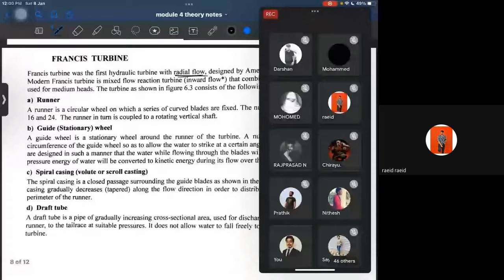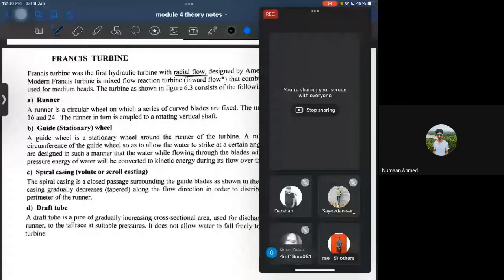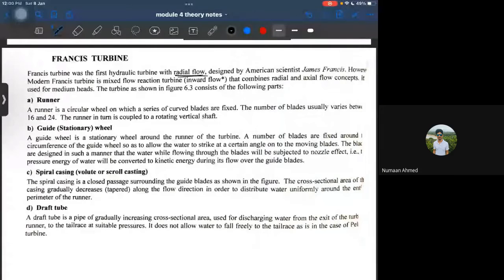So Francis turbine was the first hydraulic turbine with the radial flow design, which was designed by the scientist James Francis, and hence it is called a Francis turbine. However, you know that the modern Francis turbine is of a mixed flow type, a mixed flow reaction turbine. The normal Francis turbine, which was invented earlier, was a radial inward flow type.